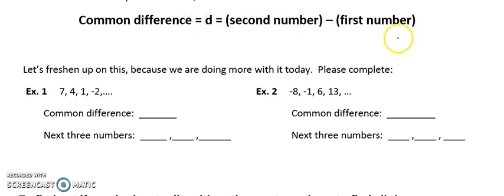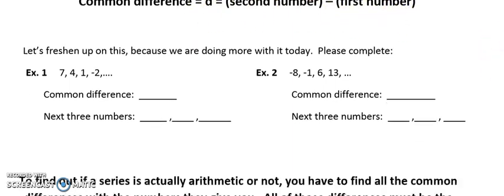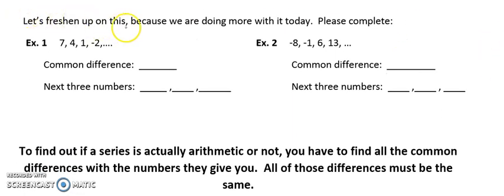So that's what a common difference is. That was in the last day's note. So let's get up in it here. Let's freshen up on this because we're doing more with it today. Find the common difference. They're telling you these are arithmetic already, so you don't need to check every single one. Looking at this first one, to find the common difference, it would be 4 minus its previous number, which is 7, which would get you a -3.